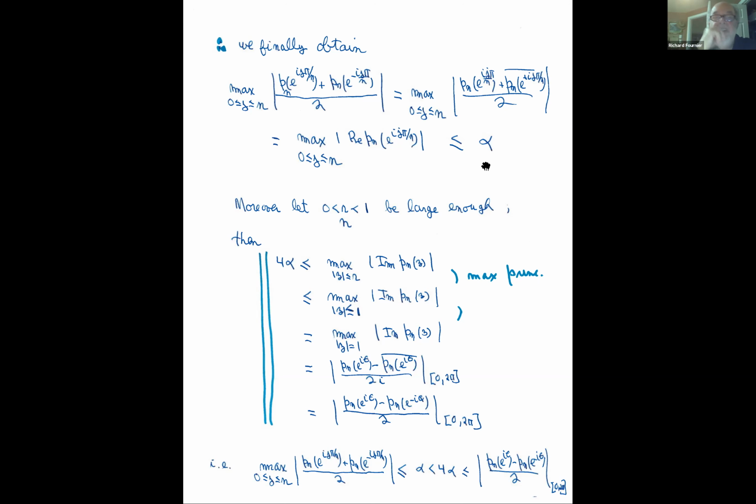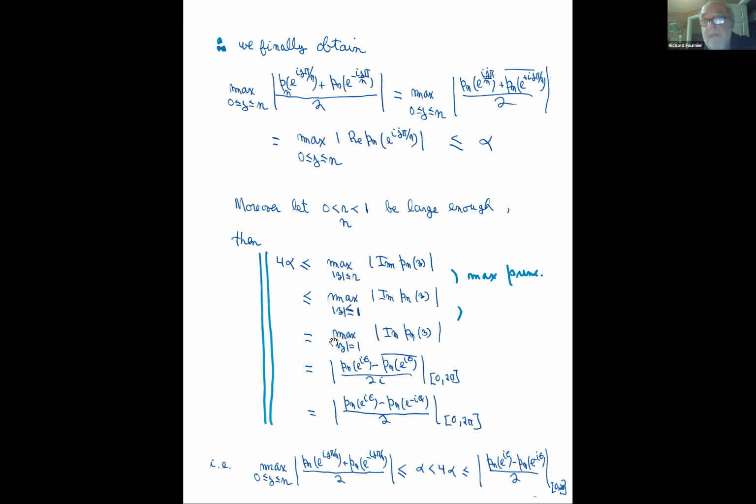So, right. And now, what do you do? You choose R large enough and n large enough, and then you go like this. 4 alpha will be bigger than the maximum of the imaginary part on mod z equal to R, if you prefer. Why is that? Because the damn thing will fill the rectangle, which has height close to 5 alpha, right? Okay. So what will happen? The maximum here for mod z less or equal to R will be, of course, less than the maximum for mod z less or equal to 1.